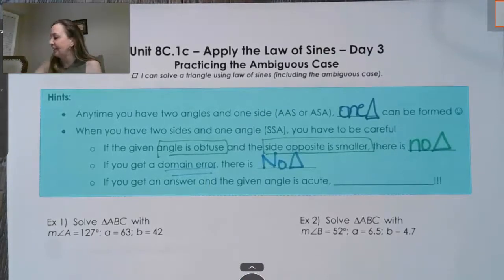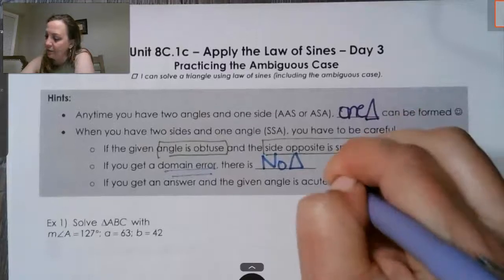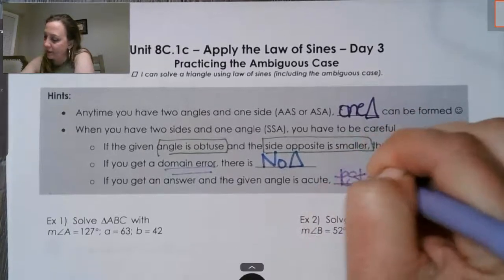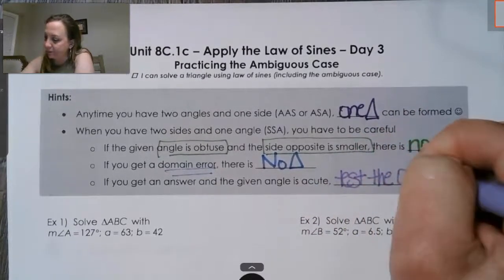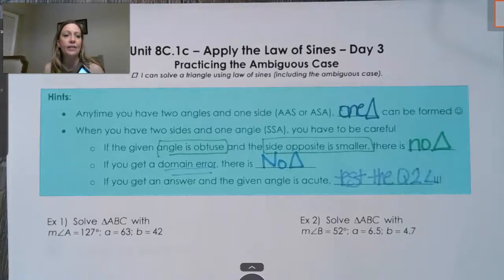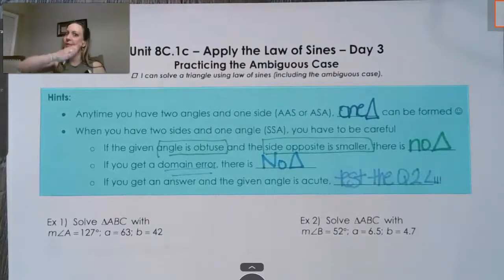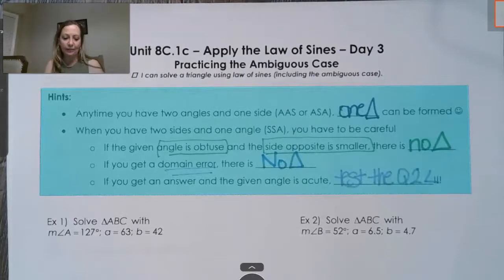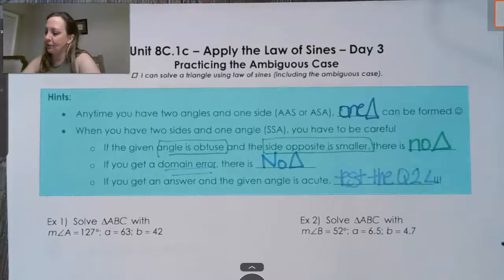Now, if we get an answer and the given angle is acute, we have to test the quadrant 2 angle. Because again, our calculator, when we use inverse sine, is only going to give us the angle in quadrant 1, but it's possible that there's an obtuse angle in quadrant 2 that the calculator doesn't give us. So that's what we have to do.